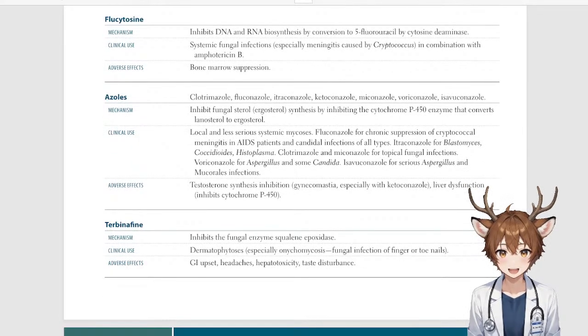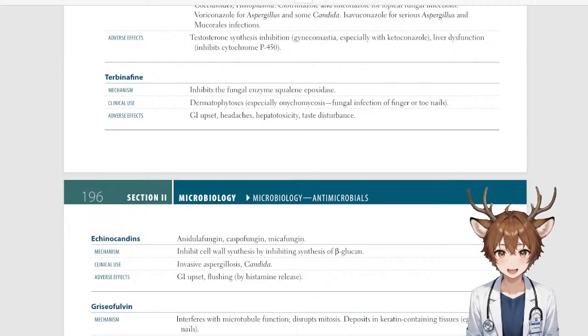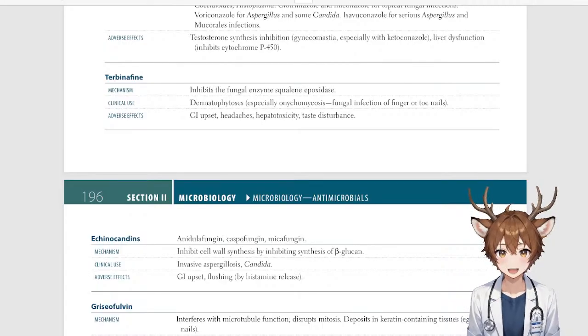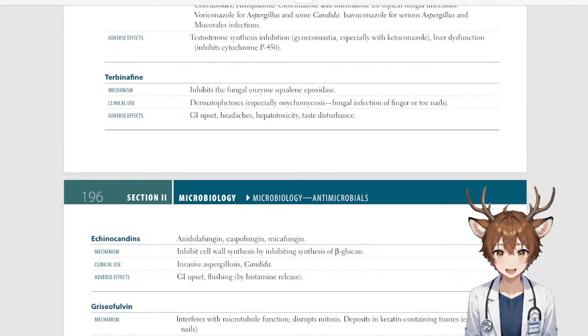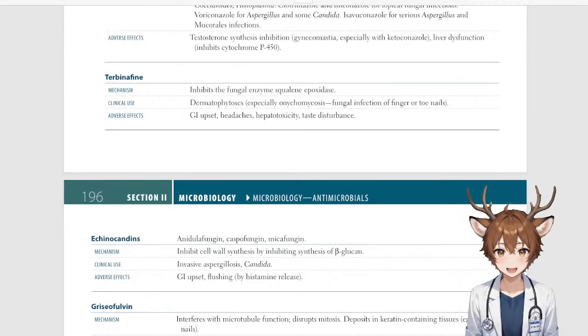What about terbinafine? Terbinafine inhibits the fungal enzyme squalene epoxidase. Clinical use: dermatophytoses, especially onychomycoses, fungal infection of the finger or toenails. The adverse effects: GI upset, headaches, hepatotoxicity, taste disturbance.